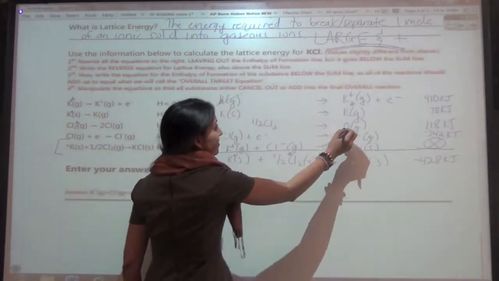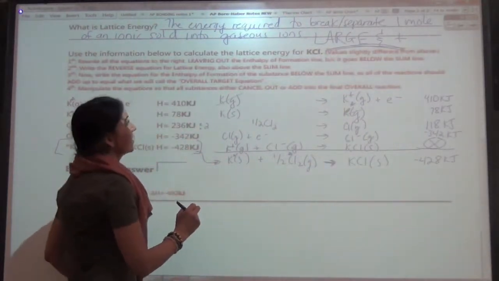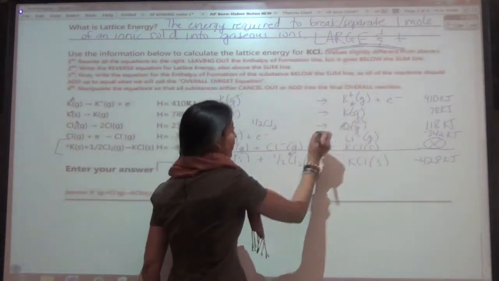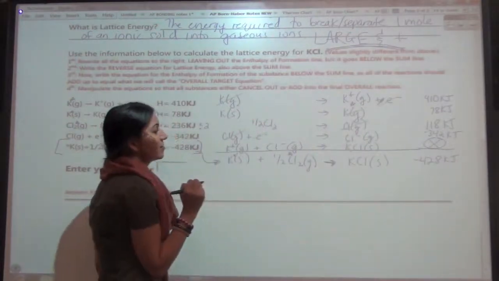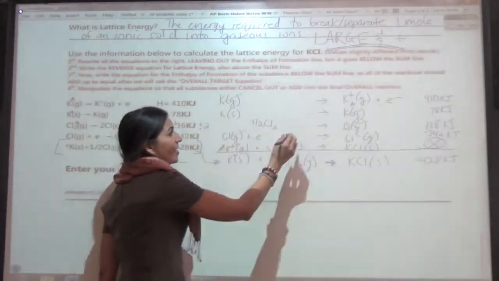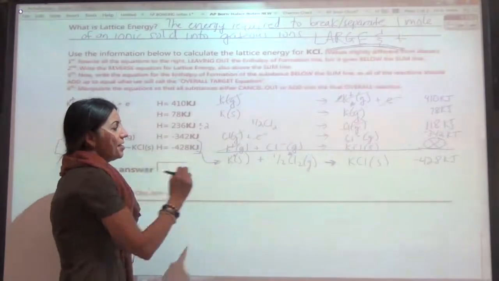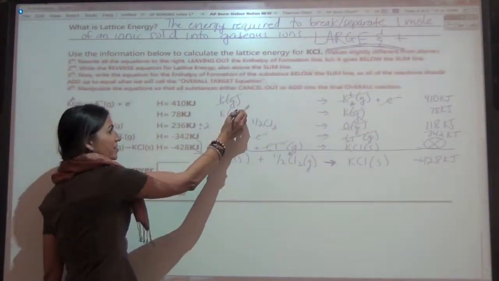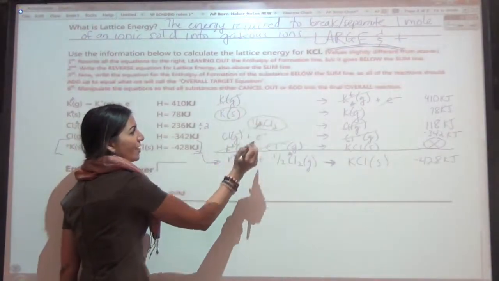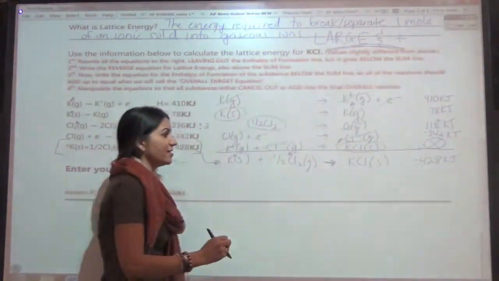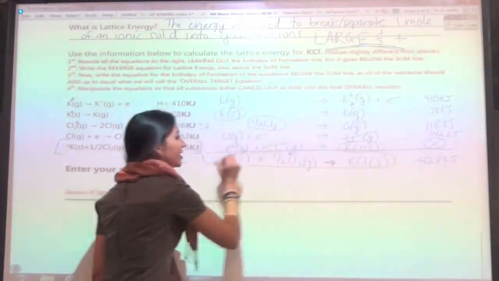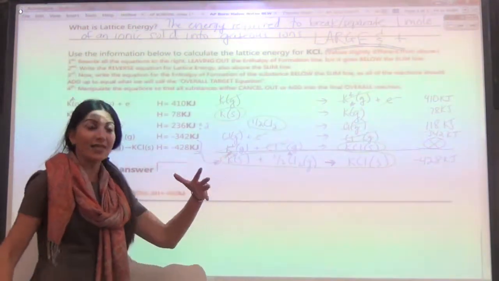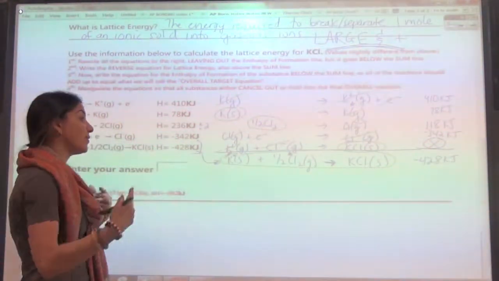So my potassium gas cancels out there and there. I can see that my chlorine gas cancels out here and here. My one electron also cancels out there. My potassium ion, my cation, cancels out there. And my chloride ion cancels out there. And what I'm left with is potassium solid plus 1/2 Cl2 gas yields KCl solid, and that's exactly what I see in my target equation. Do you see that? Okay, so it's back. I love this because it's back to thermo and doing manipulation problems.